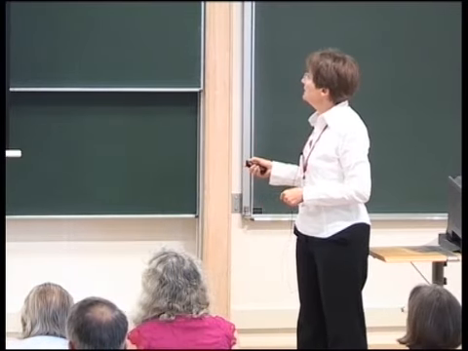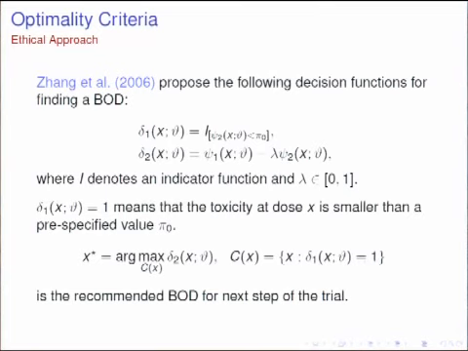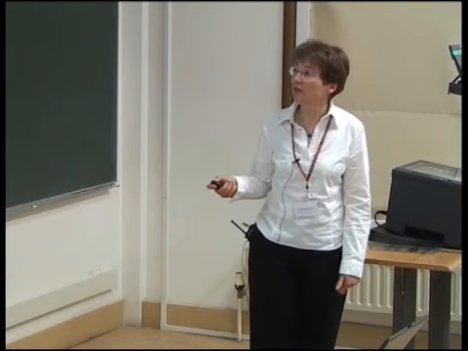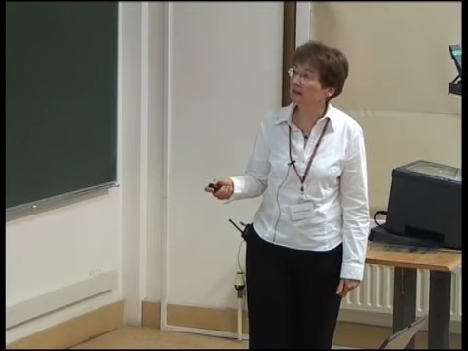And delta 2, this is this BOD. X maximizing this will be a BOD. So this is the difference between the probability of efficacy minus probability of toxicity with some parameter lambda. That may be 0 or whatever you like. I will take it equal to 1. So that's what we are after. The argument of the maximization of delta 2 over the region C, which is defined here.